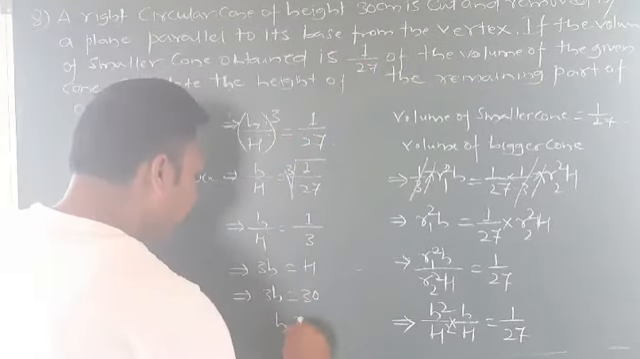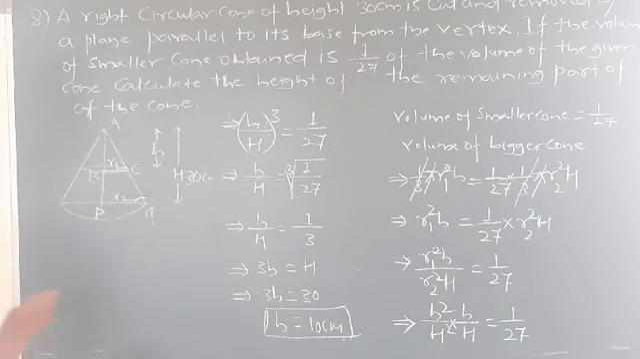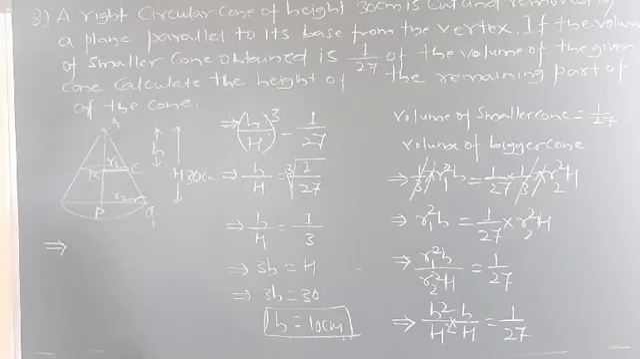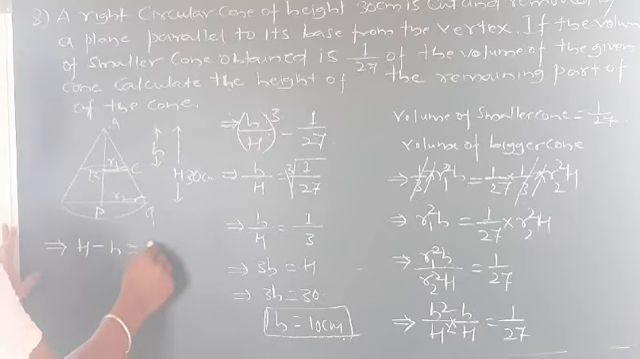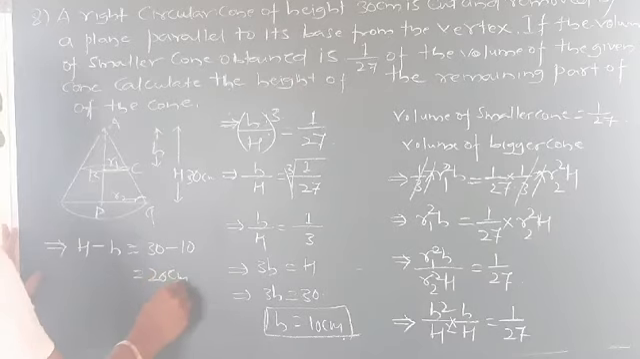So what we need to calculate? Calculate the height of the remaining part of the cone. So how can we calculate the remaining part? We need to calculate BP. Now H minus small h, so it is 30 minus 10, which is equal to 20 centimeter.